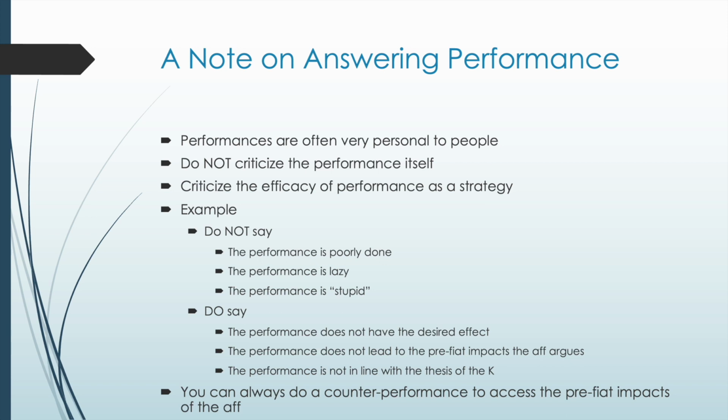And I know that might seem kind of vague, so I put examples here. What we don't want to say is that the performance is poorly done, or the performance is lazy, or the performance is stupid. All of these are things I have heard in round before and things that we don't want to repeat. What we want to say instead is stuff like the performance does not have the desired effect, or the performance does not lead to the pre-fiat impacts that the AF argues, or the performance is not in line with the thesis of the K.